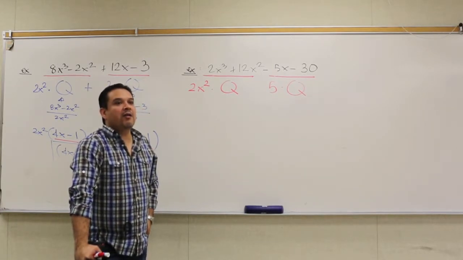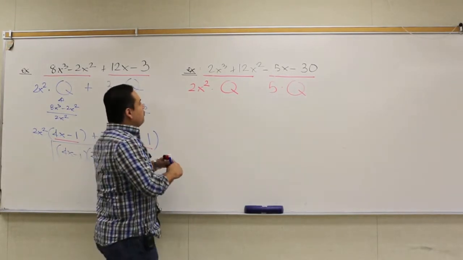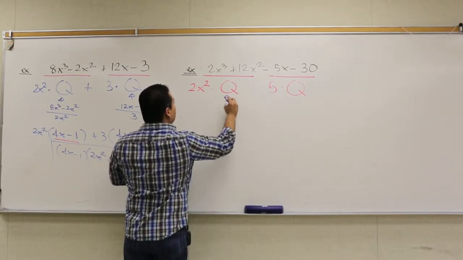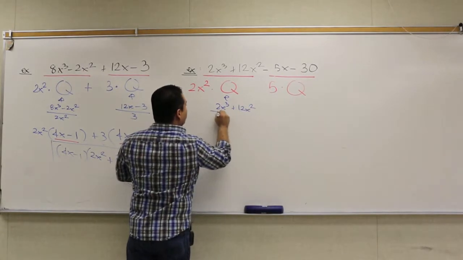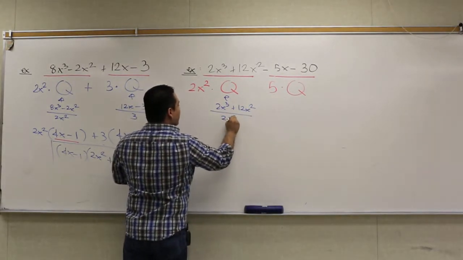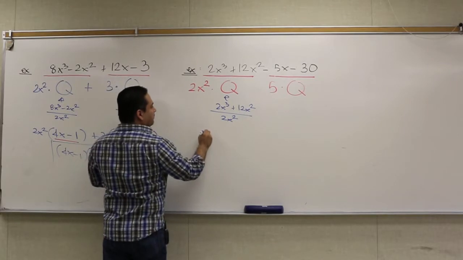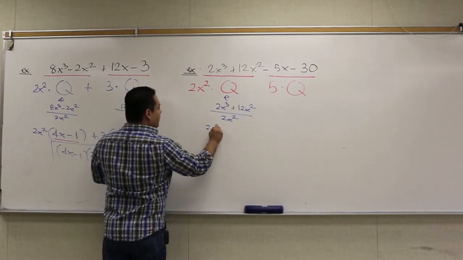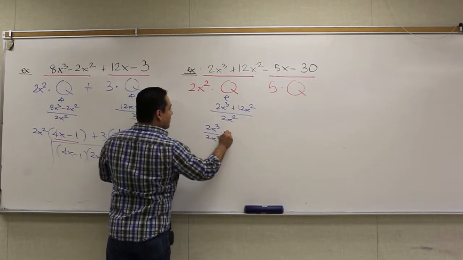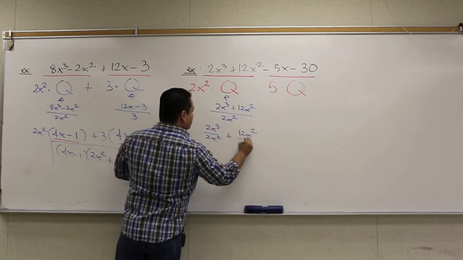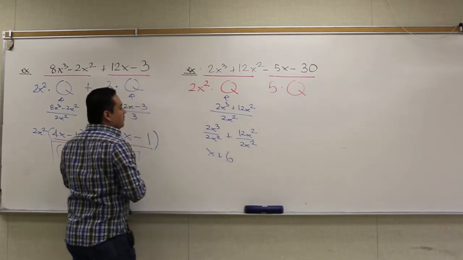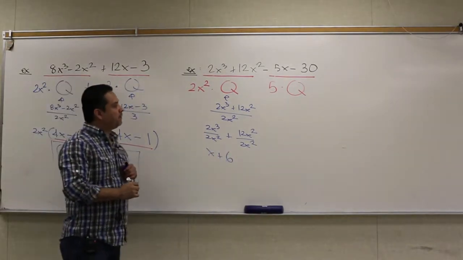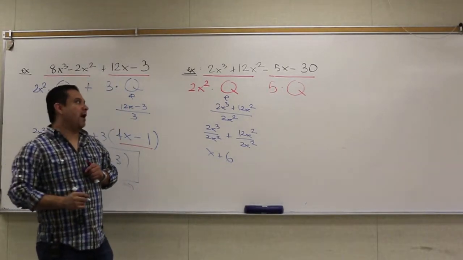All right, how do we get our quotient now? Your quotient, you're going to do this. You take the 2x cubed plus the 12x squared, and you're going to divide by 2x squared. That's the greatest common factor. What do you get? Okay, you want to see every detail. That's x plus 6. Is that true? Now let's try this.